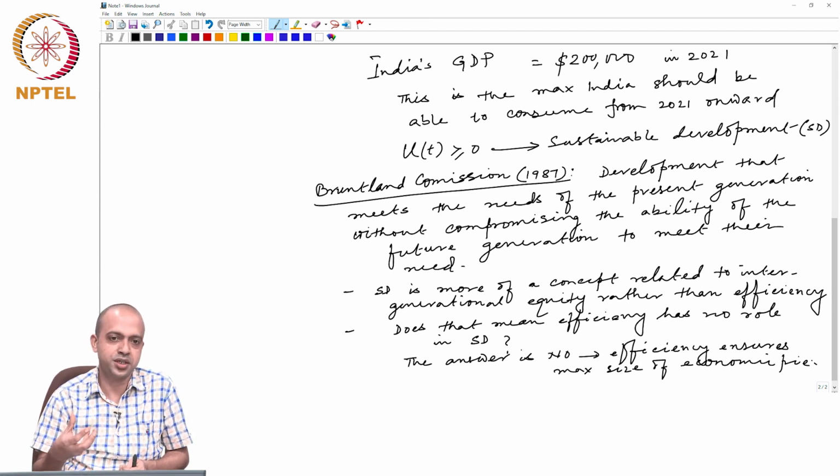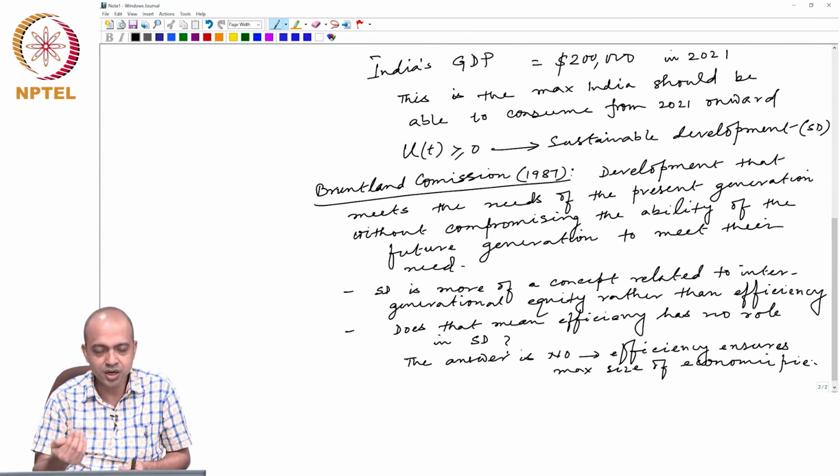Indirectly, efficiency plays a role by maximizing the size of the economic pie, and when the size of the economic pie is larger, then the present generation can keep a sufficient amount for the future. That is the role of efficiency here.